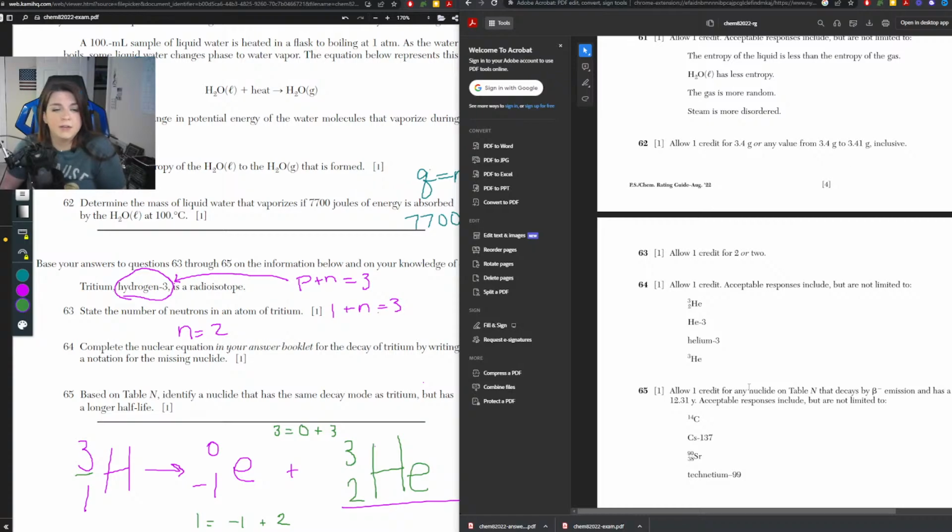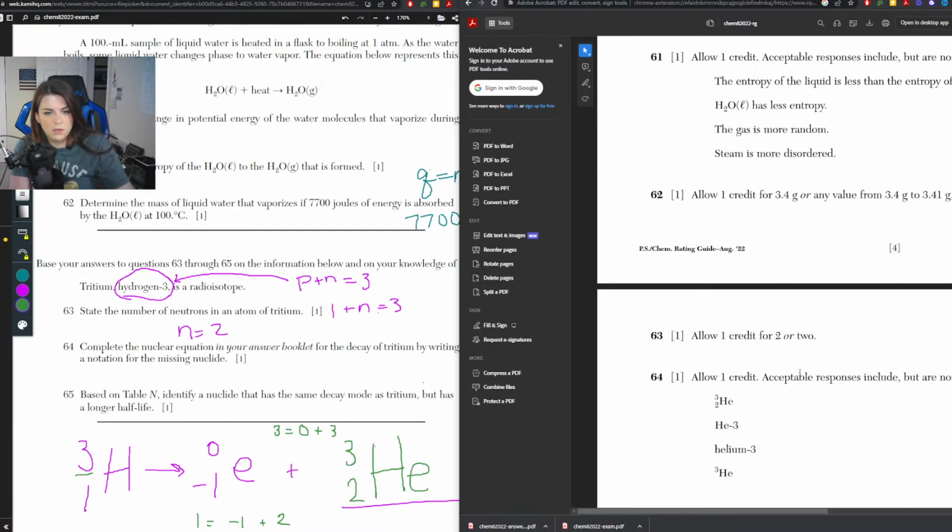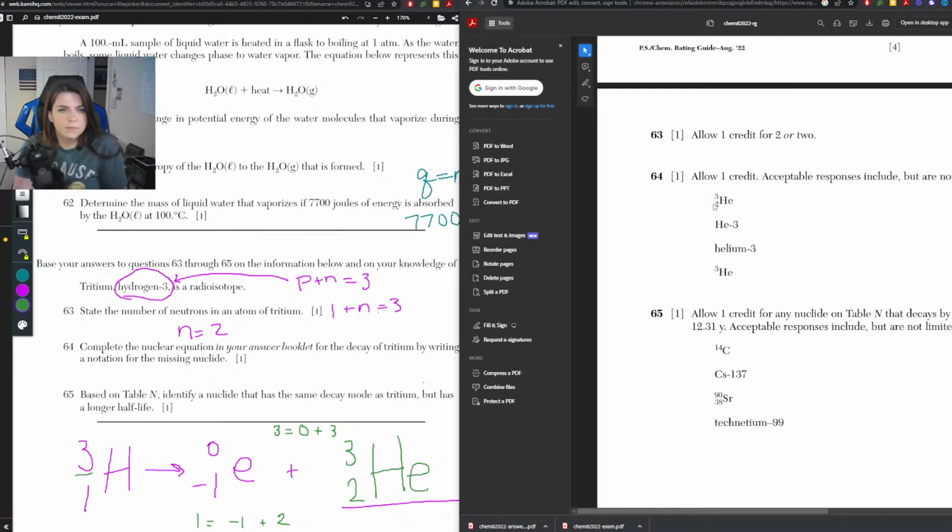And I would write it like that first choice there. You see that one? I would not write He3 or helium-3 or 3 helium because that doesn't fit in that equation format very nicely. And I would be afraid that in future years they won't accept all those crazy answers because they specifically ask you to put it in the equation.